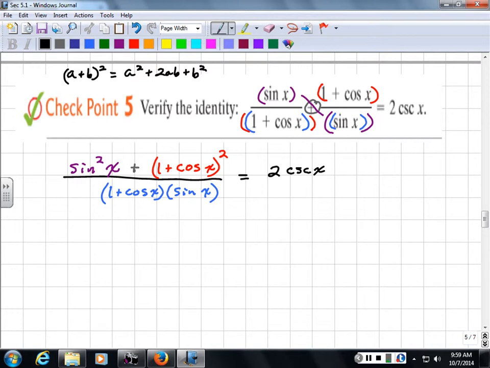So I've still got the sine squared x here. And I'm going to add to that 1 plus 2 cosine x plus cosine squared x. That's still going to be over 1 plus cosine x times sine x. And should I do anything with that? Should I multiply it together? What do you guys think?